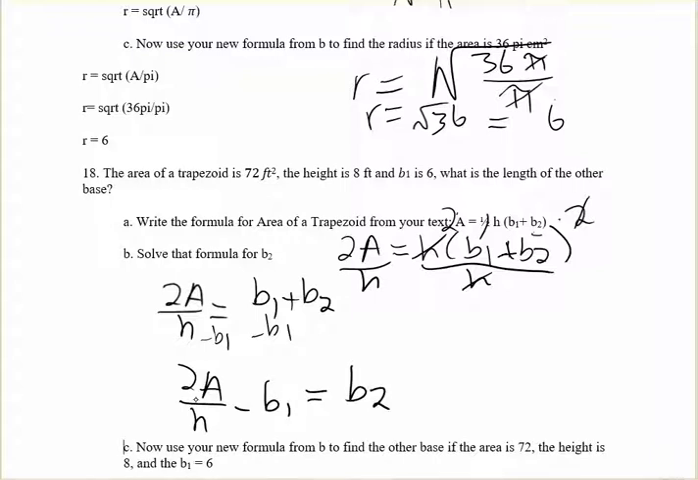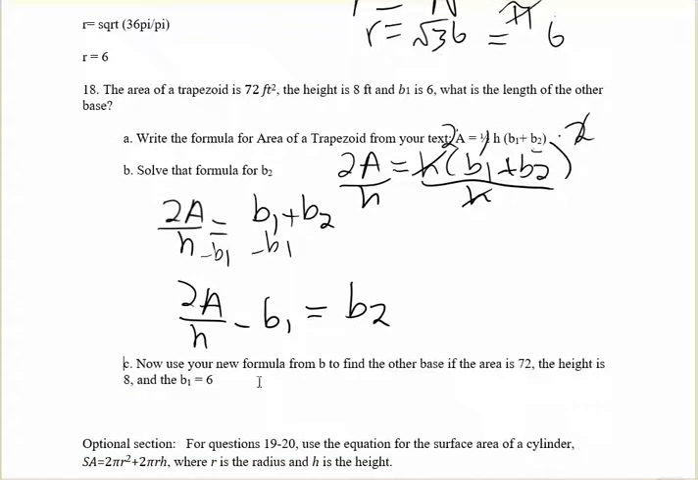Now for part C, which you still have to do, you need to plug in the area is 72, the height down here is 8, and b sub 1 here is 6. So you plug in all those parts and simplify what you have, and then you'll be left with b sub 2.